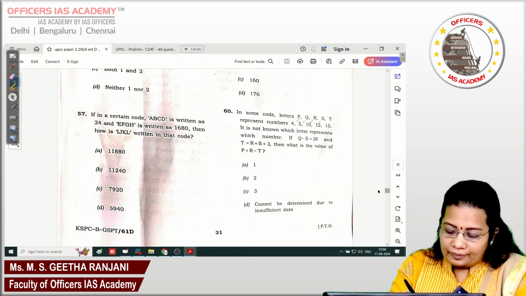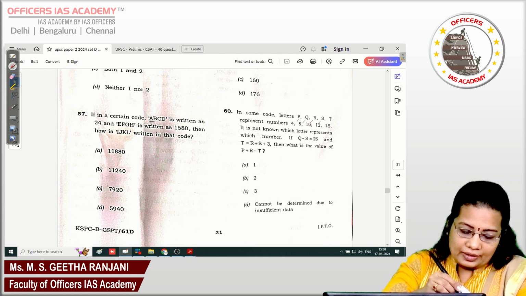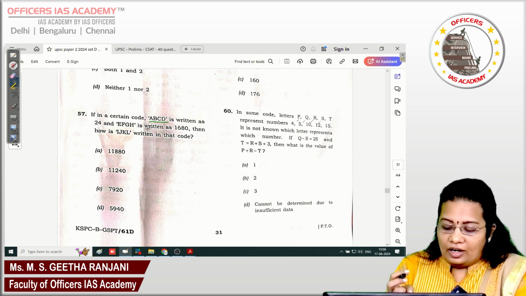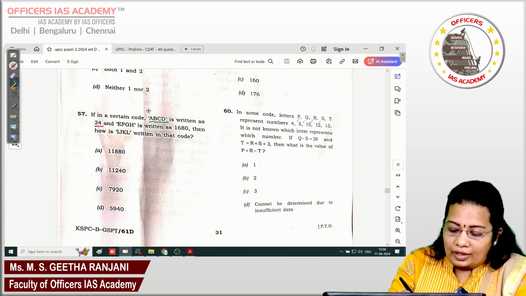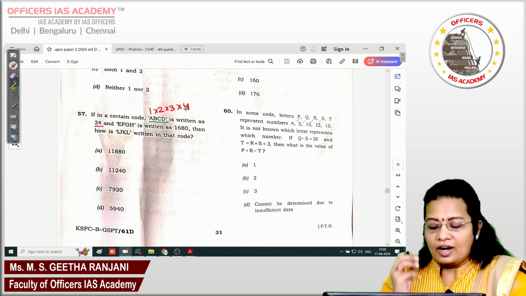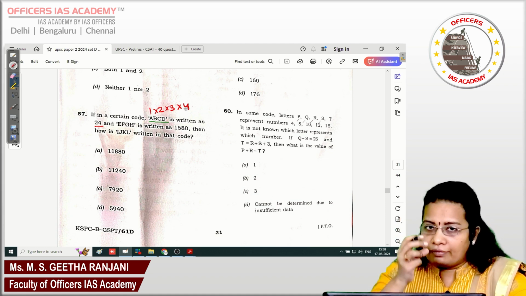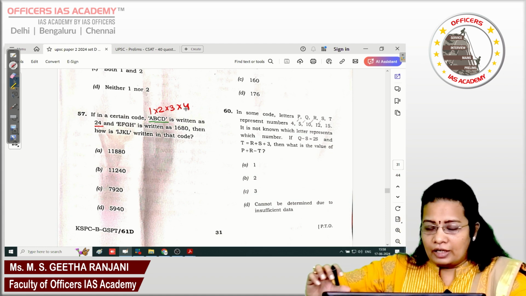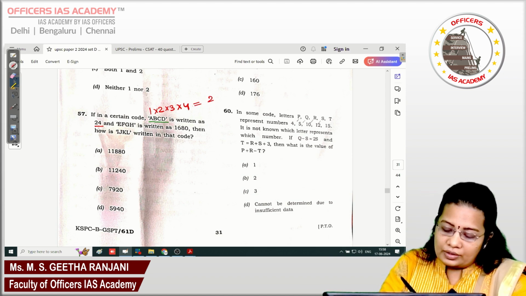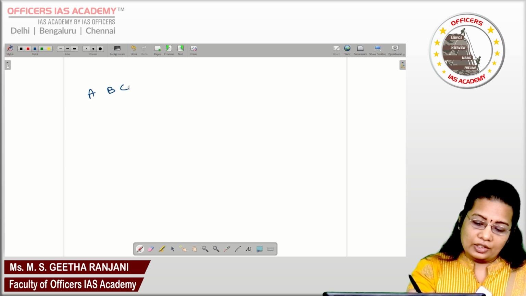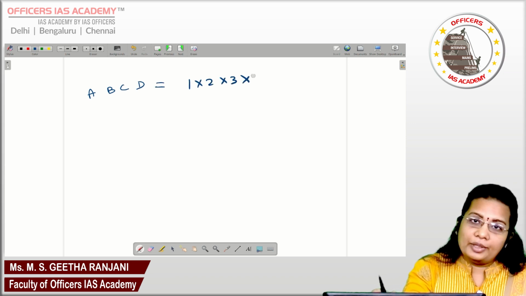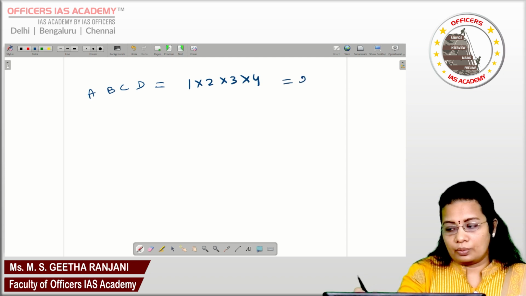The next question: A, B, C, D is written as 24. Just they have taken the products 1 into 2 into 3 into 4. What are these 1, 2, 3, 4? Just they are the position of the alphabets in the alphabetical arrangement. 1 into 2 into 3 into 4 is 24. Similarly, A, B, C, D, we have the alphabetical values 1, 2, 3, 4, which is equal to 24.